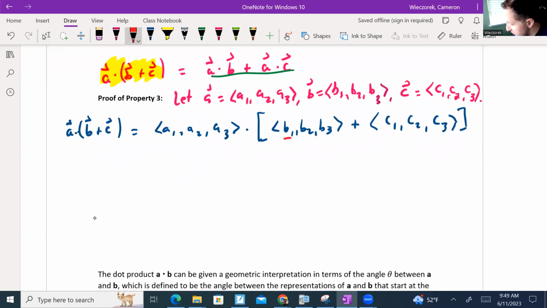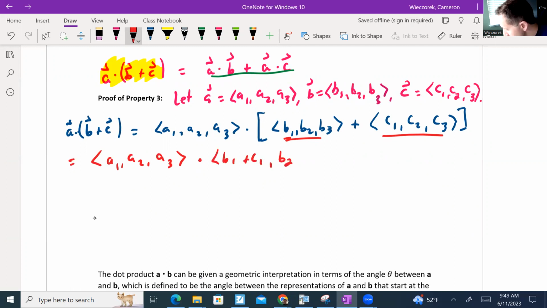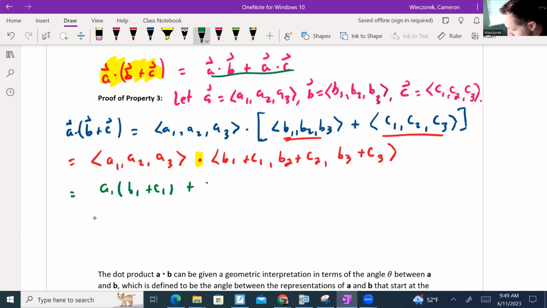And now what I can do is I can do vector addition with the components of these two vectors. So this is going to be A1, A2, A3 dotted with, and now we're going to have B1 plus C1, B2 plus C2, B3 plus C3. And now I have two vectors. Now I can take the dot product of those two vectors. So I'm going to take the sum of the products of the components. So A1 times B1 plus C1, plus A2 times B2 plus C2, plus A3 times B3 plus C3.